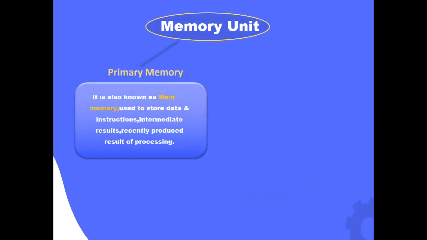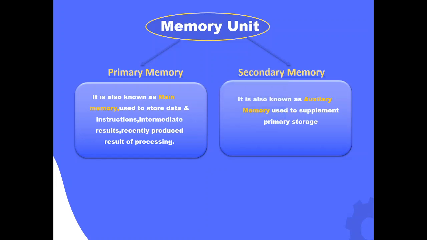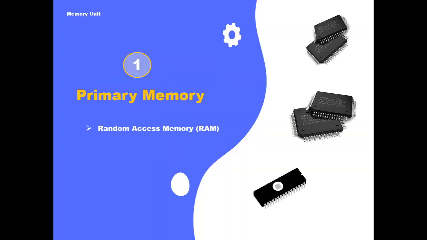Primary memory is also known as main memory, used to store data and instructions, intermediate results and recently produced results of processing. And secondary memory is also known as auxiliary memory, which is used to supplement primary storage. There are different types of primary memory. The first one is random access memory, RAM, the second one is read only memory, ROM, and the third one is cache memory. These are the different types of primary memory.